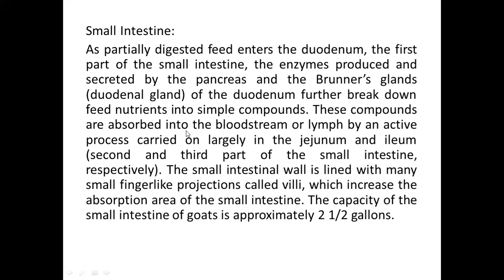These compounds are absorbed into the bloodstream or lymph by an active process carried on largely in the jejunum and ileum. So the nutrients being produced here or being separated here from the feed materials.